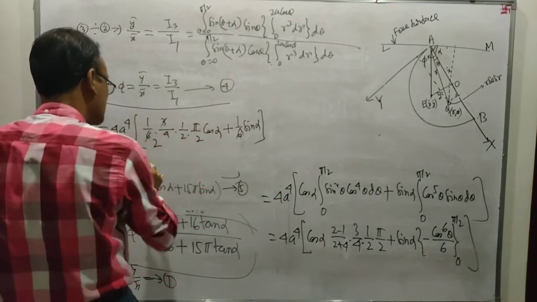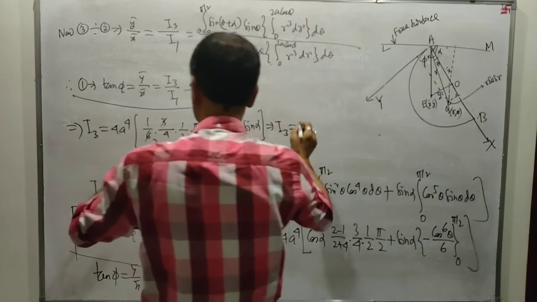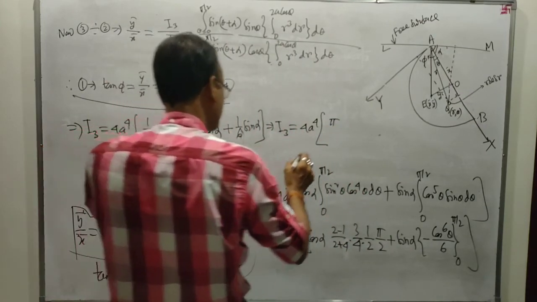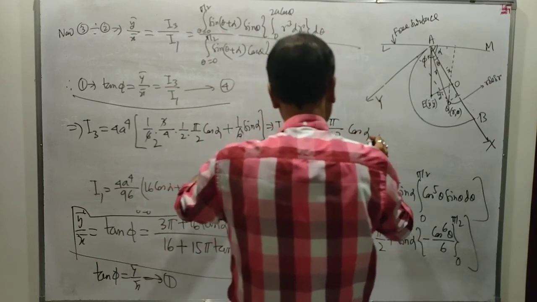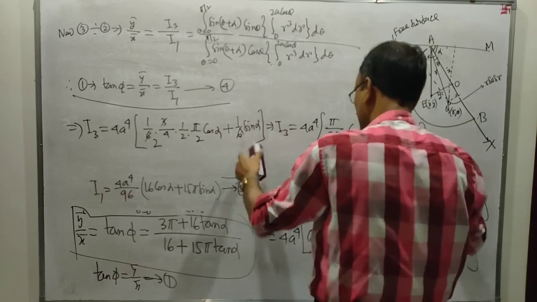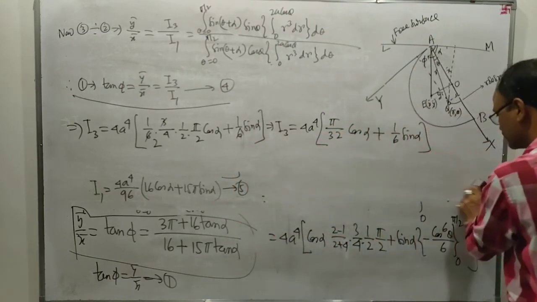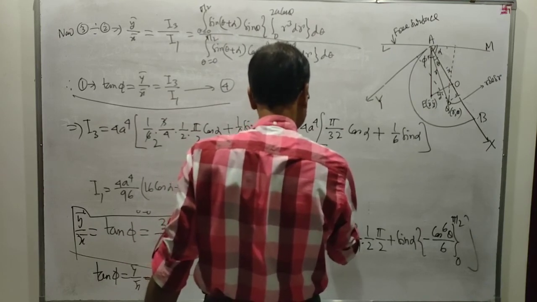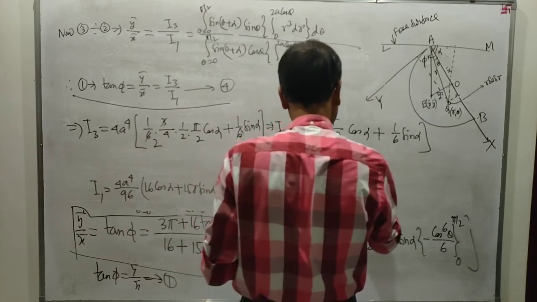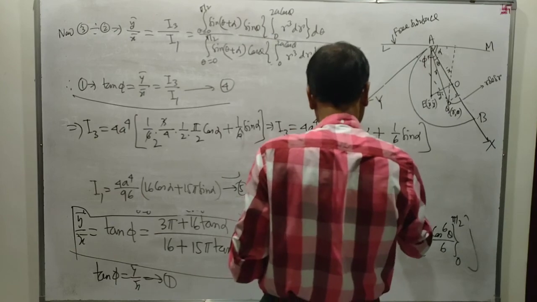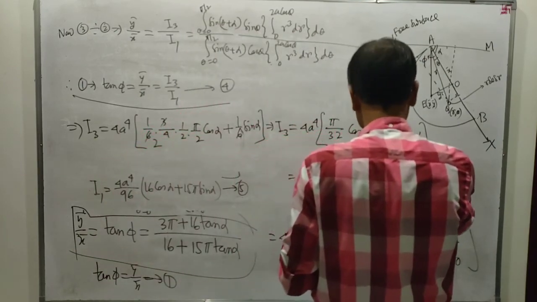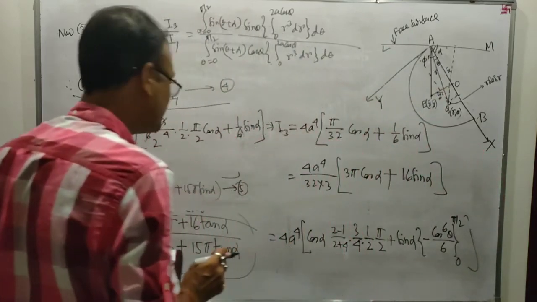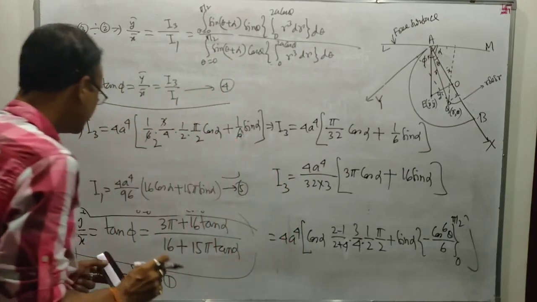What will be this? This means I3 equal to 4a to the power 4, pi by 32 cos alpha plus 1 by 6 sin alpha. This is equal to 4a to the power 4 divided by 32 into 3, 3 pi cos alpha plus 16 sin alpha. It will be like this. I3 equal to this.